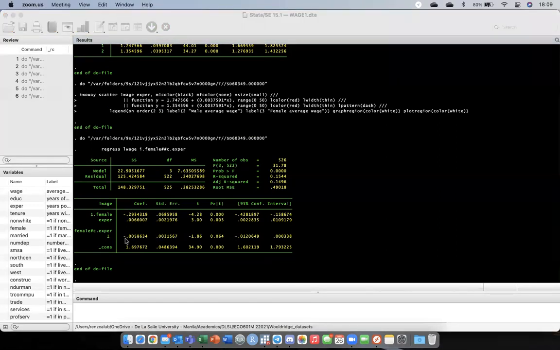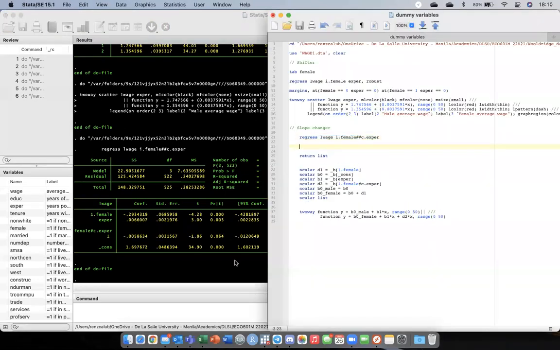Okay? So considering that this interaction term is significant and negative, it means that the marginal effect of experience is lower for females than it is for males. And we can see that by running the margins command to see the exact effect of experience between these two groups. So you can just type margins, dydx experience for both males and females.